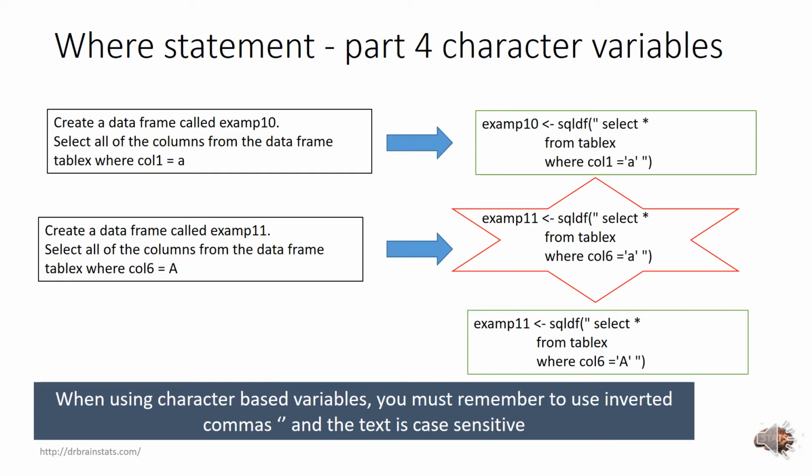In our next example, we're going to create a data frame called examp11. We're going to select all of the columns of the data frame tab X, where col6 equals 'a'. This would actually produce an error, because the character-based variable within the where statement is case sensitive. So to make this work correctly, we need to use the capital A. So when using character-based variables, you must remember to use inverted commas, and the text is case sensitive.